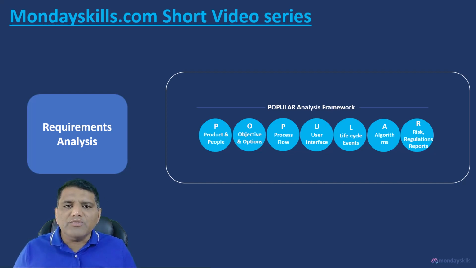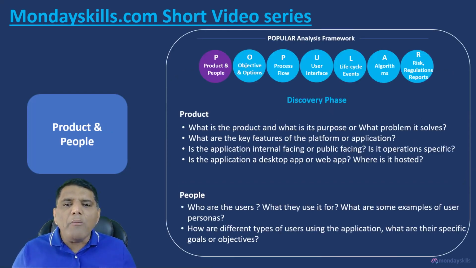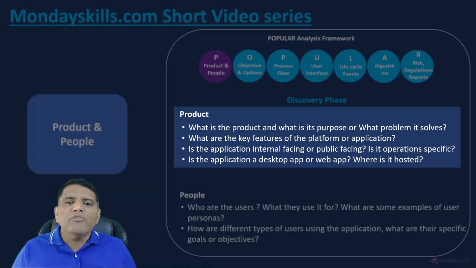Though this framework is very detailed and I teach that in the BA class, through this video I want to give a quick overview of the POPULAR framework. In the POPULAR acronym, the first letter P stands for product, problem, and people. So whenever you join a project as a BA, first you need to understand the product or the platform you're working on or the problem you're going to work on.